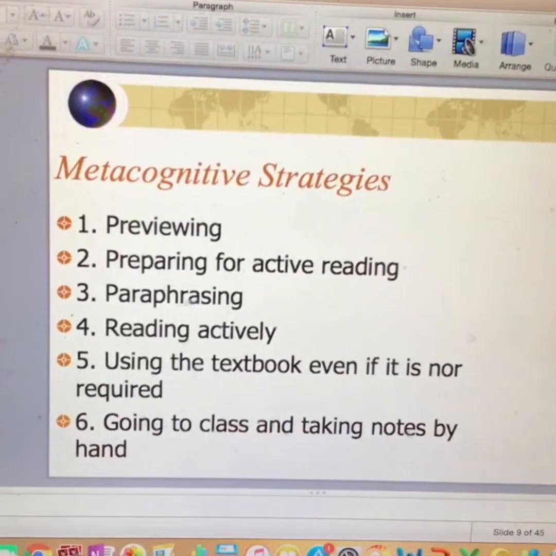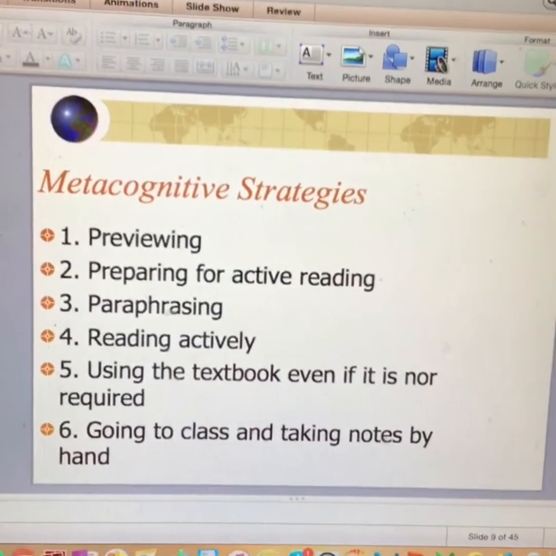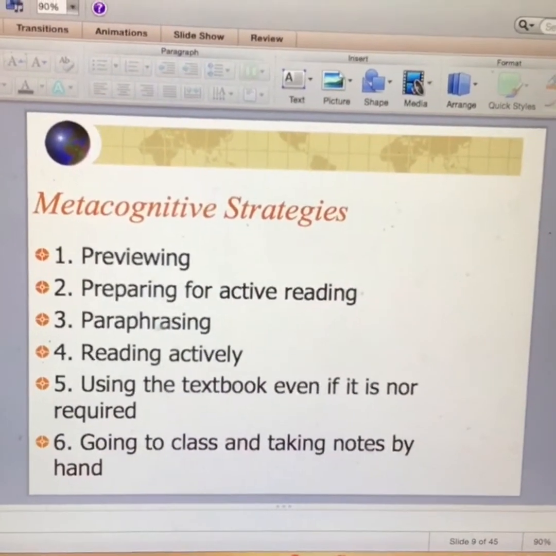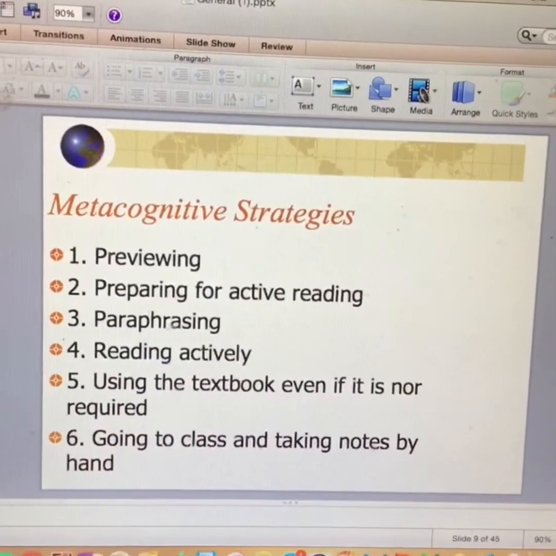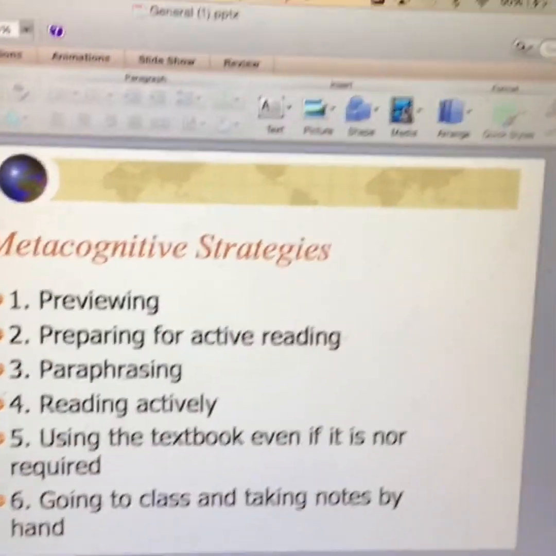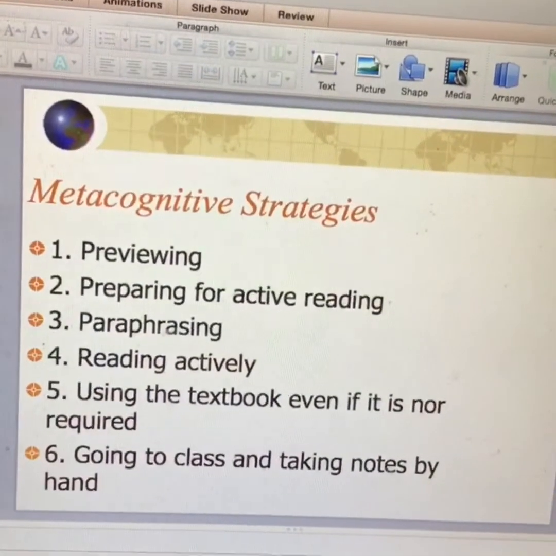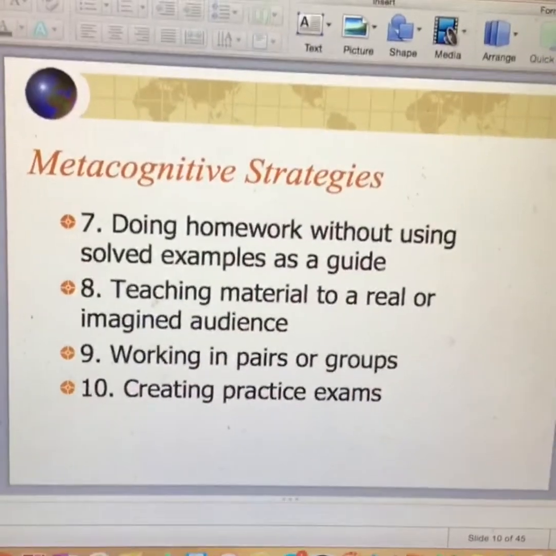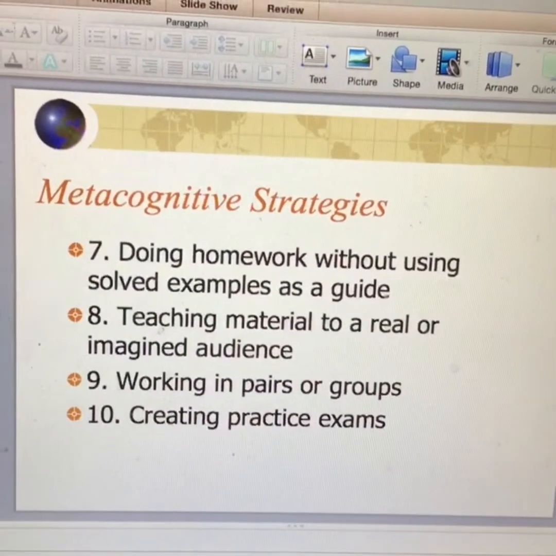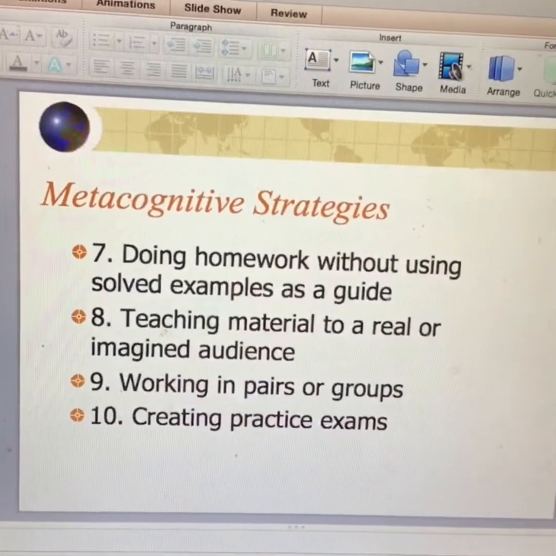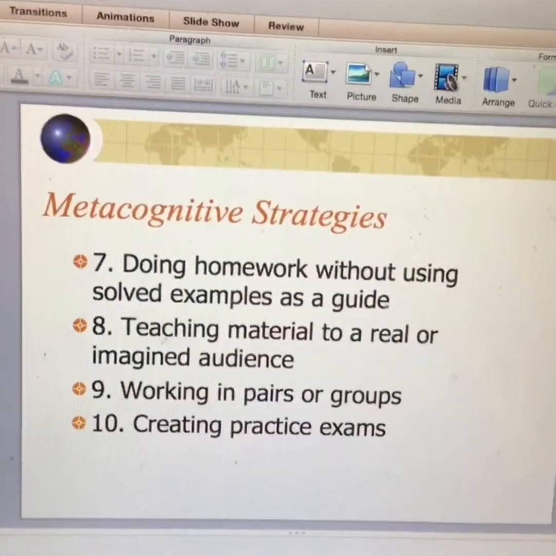You see here, I'm going to list for you 10 metacognitive strategies, such as previewing, preparing for active reading, paraphrasing, reading actively, using the textbook even if it is not required, going to class and taking notes by hand, doing homework without using solved examples as a guide, teaching material to a real or imagined audience, working in pairs or groups, creating practice exams.